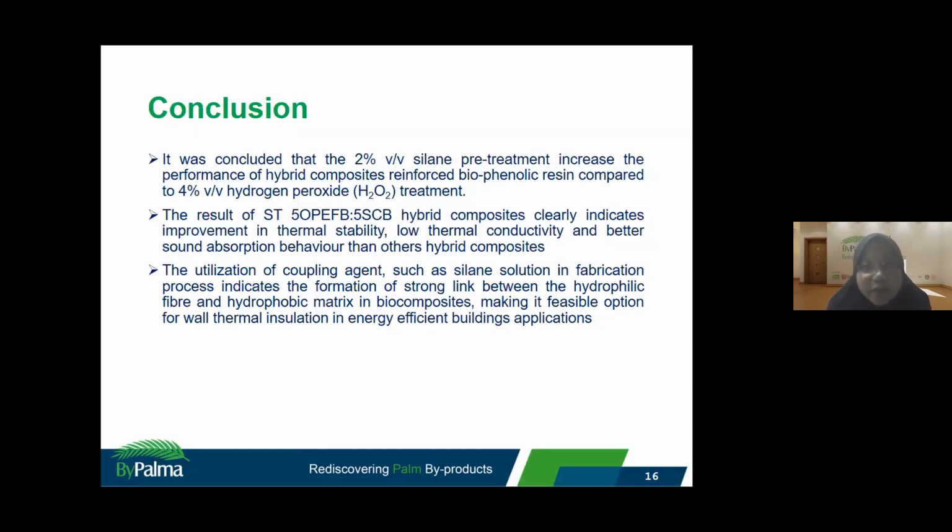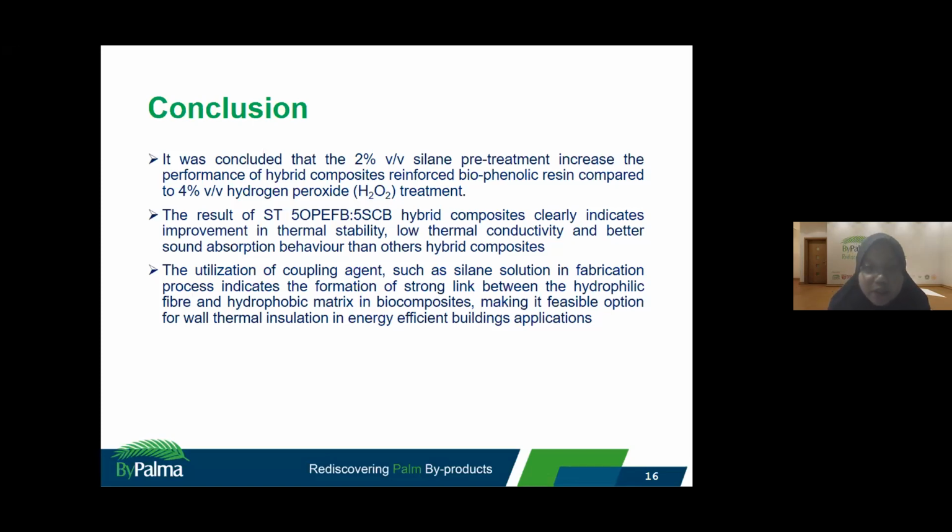For the conclusion, it was concluded that 2% silane pretreatment increased the performance of hybrid composite reinforced biophenolic resin compared to 4% hydrogen peroxide treatment. The result of silane-treated 5 OPEFB to 5 SCB hybrid composite clearly indicates the improvement in thermal stability, low thermal conductivity, and better sound absorption behavior than other hybrid composites.